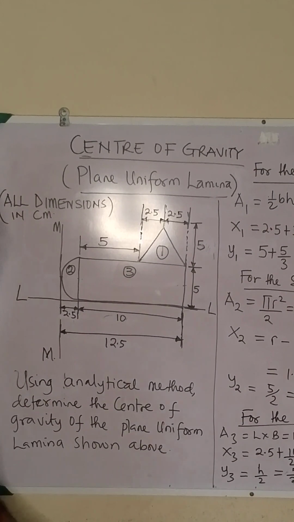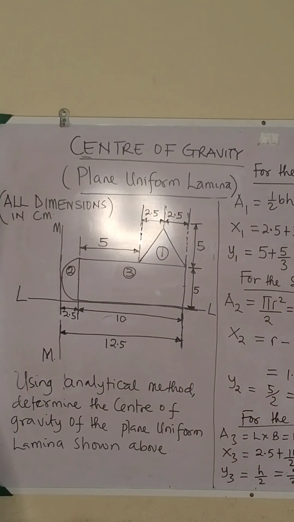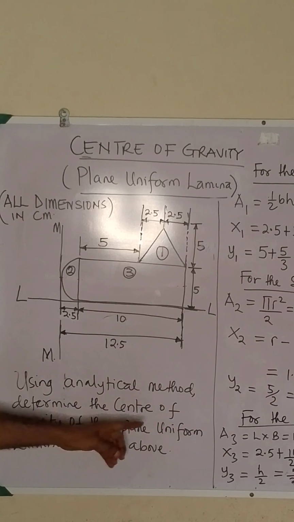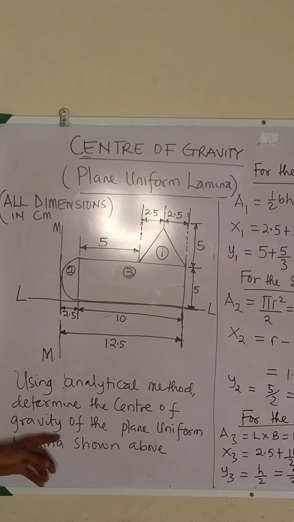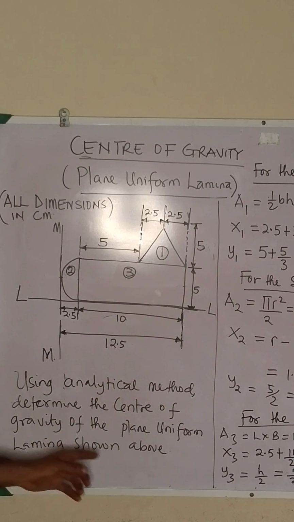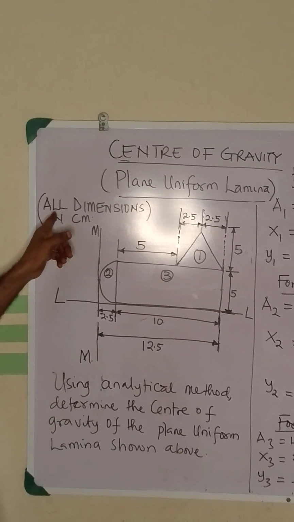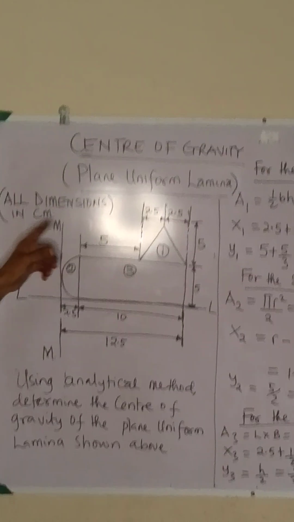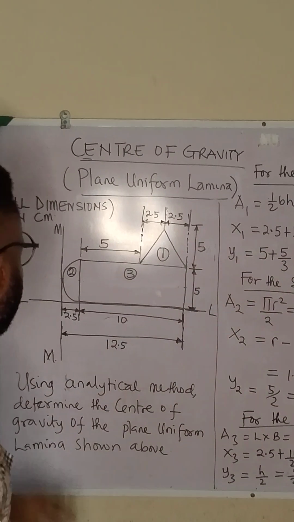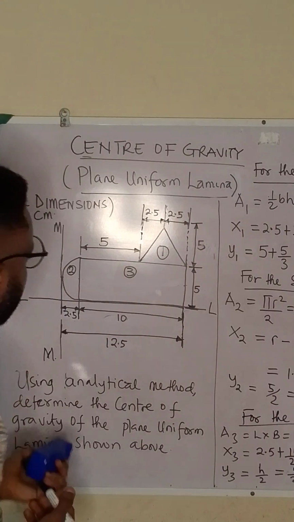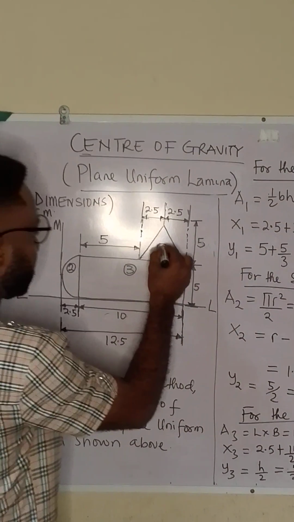Right. Hello viewers, we are looking at center of gravity, and under center of gravity we are going to consider this question. The question is, using analytical method, determine the center of gravity of the plane uniform lamina shown above. I did not include the dimensions, but I've indicated here that all dimensions are in centimeter. We are using centimeter for all these dimensions, so we have to label it accordingly.